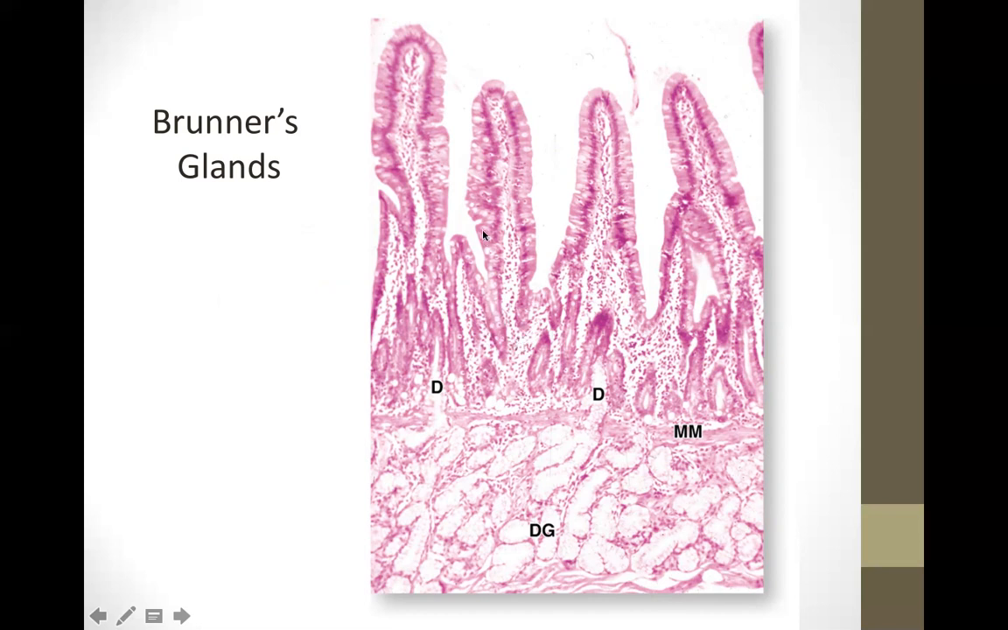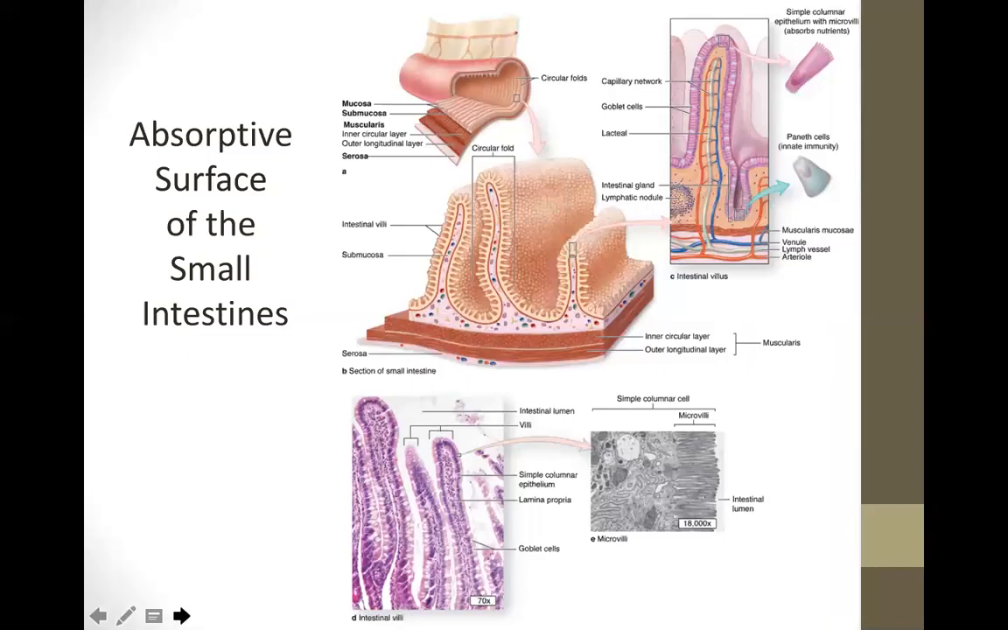They have goblet cells. If this is the mucosa, this is the submucosa, automatically this is your duodenal glands, or your Brunner's glands. So, if we are asked, Doc, where are Brunner's glands found, what segment of the GI tract? It is your duodenum.